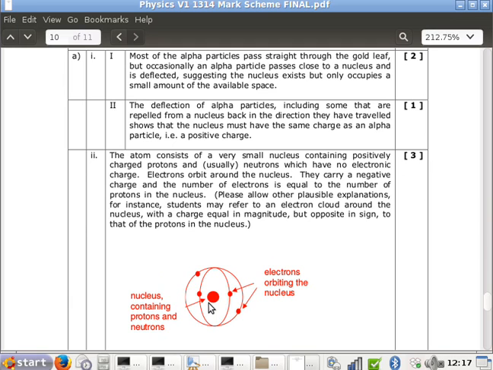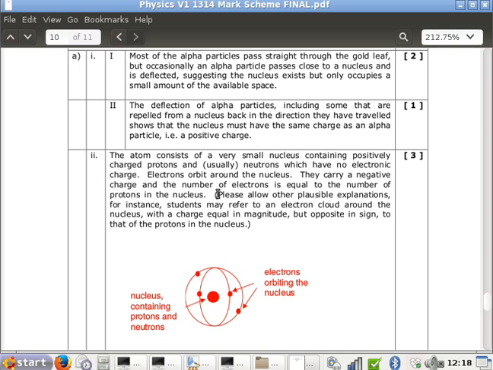Look, nucleus containing protons and neutrons, the electrons orbiting the nucleus. The atom consists of a very small nucleus containing positively charged protons and usually neutrons which have no electric charge. Well, that's what we all said. You have to say the neutron is neutral, proton positive, electron negative. Electrons orbit the nucleus, they carry a negative charge, and the number of electrons is equal to the number of protons in the nucleus. It's important to say that because the question specifically said no charge. They said that in the question.